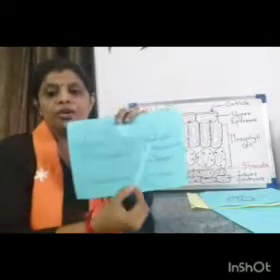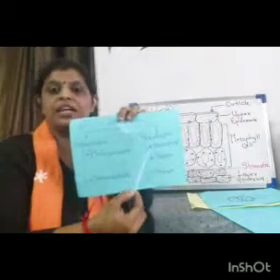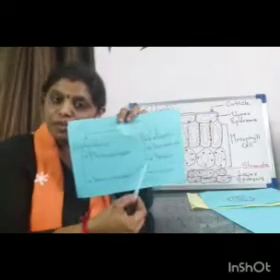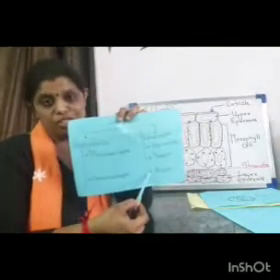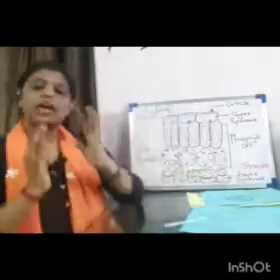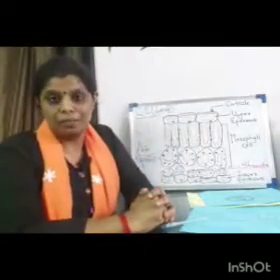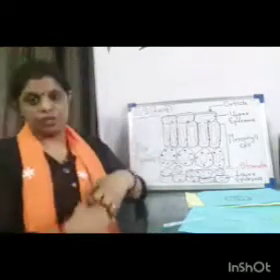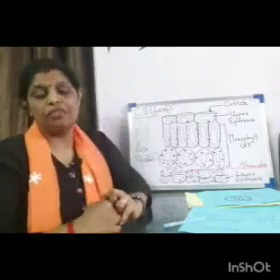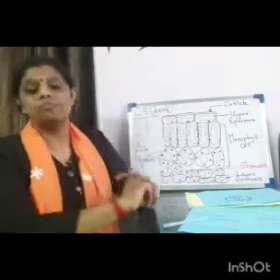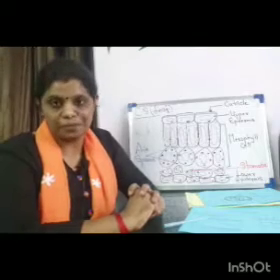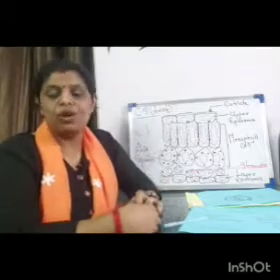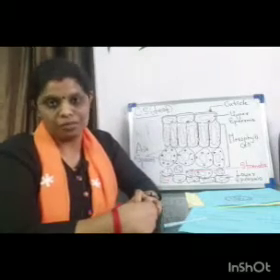Now heterotrophic mode of nutrition is further divided into saprophytic mode of nutrition, parasitic mode of nutrition, and holozoic mode of nutrition. As far as saprophytic mode of nutrition is concerned, the organisms which take or consume their food from dead and decaying organic matter are called saprophytes, and the particular mode of nutrition is called saprophytic mode of nutrition.